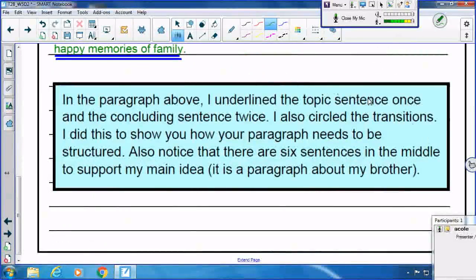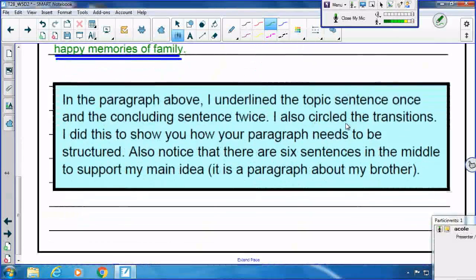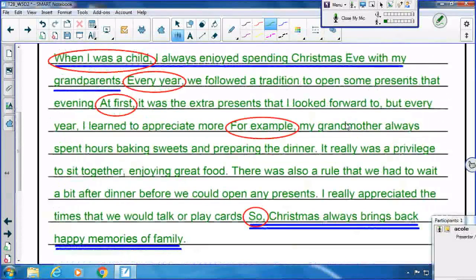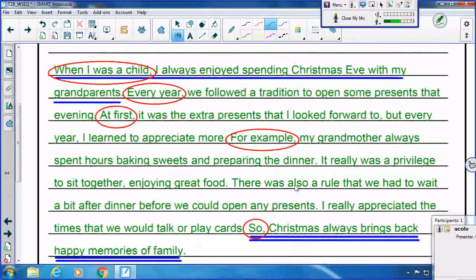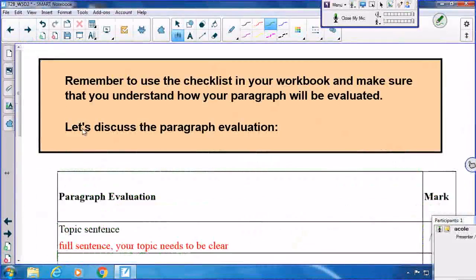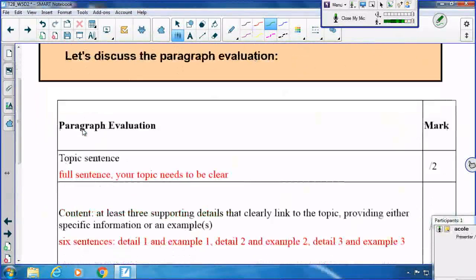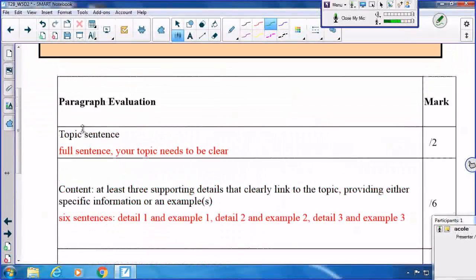So this is just a note here explaining how I underlined the topic sentence once and the concluding sentence twice, and I circled the transitions. So for anybody looking at these notes after class, you can see what's expected of you, right? So, we have a good topic sentence, a good concluding sentence, and then we have 6 sentences in the middle. And then there's a checklist in your workbook that you can use to make sure that you understand how your paragraph will be evaluated.